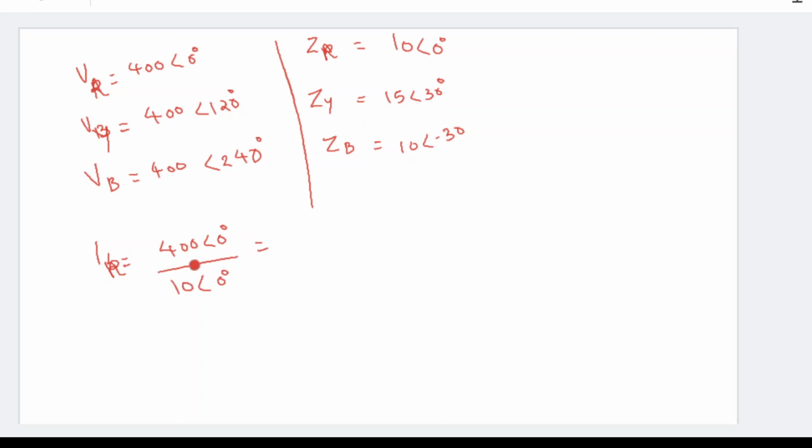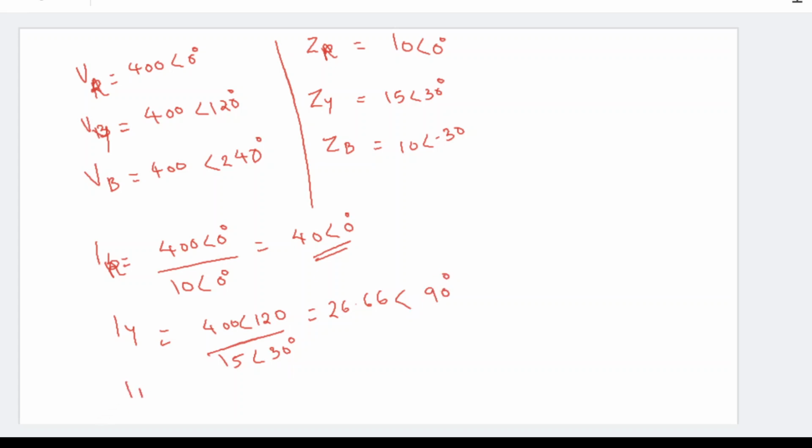So what will be the value? 400 by 10 is 40. So it will be 40 angle 0 degree. That will be IR. What is IY? IY will be equal to 400 angle 120 degree divided by 15 angle 30 degree. So what is 400 divided by 15? You have to find it out. That is 26.66. And what will be the angle? 120 minus 30, naturally, it will be 90 degrees.